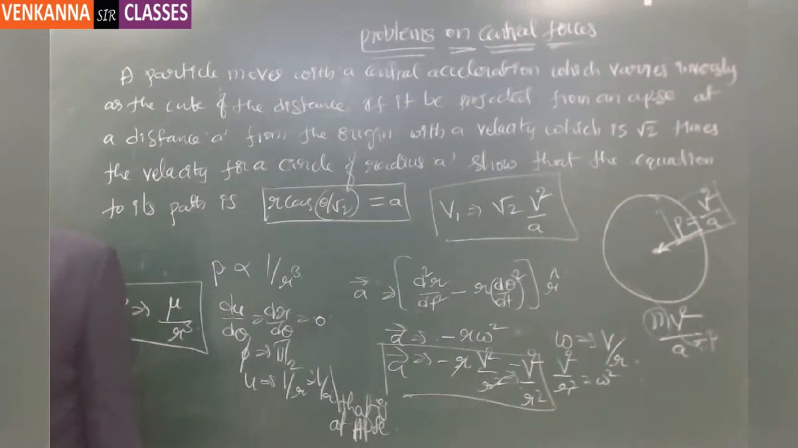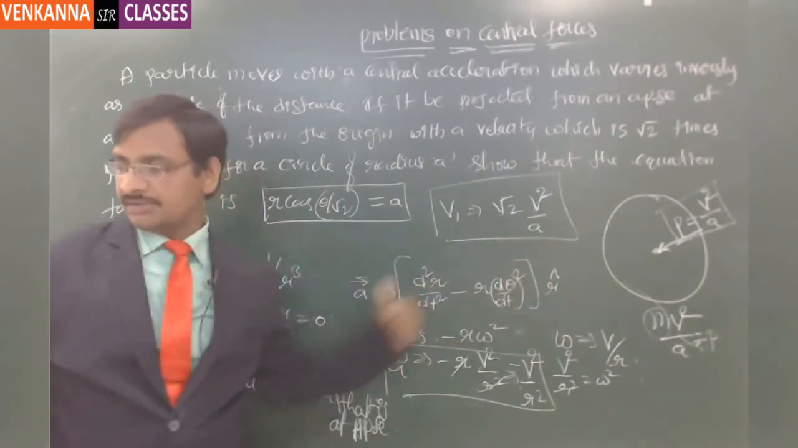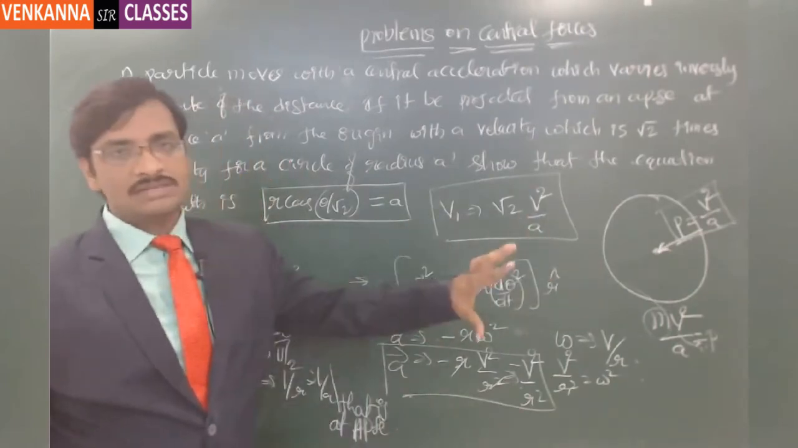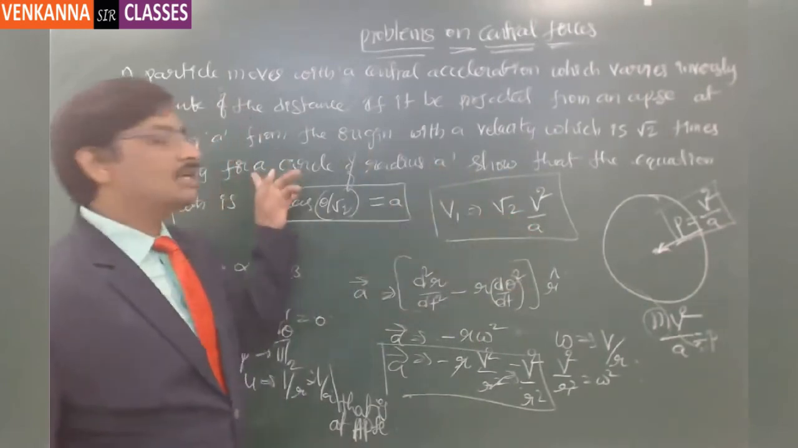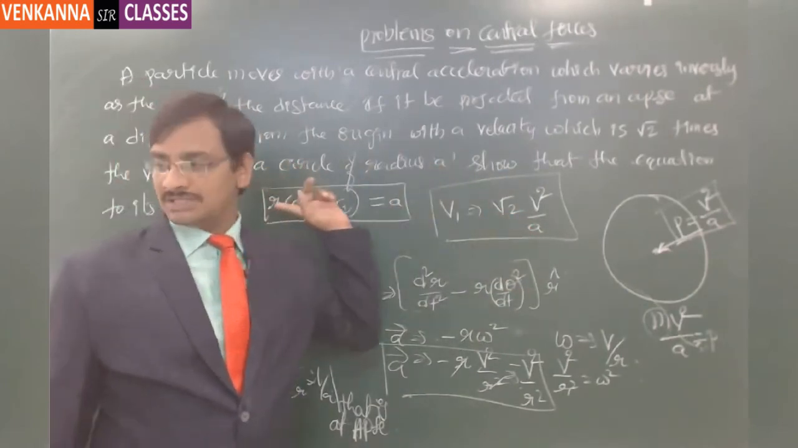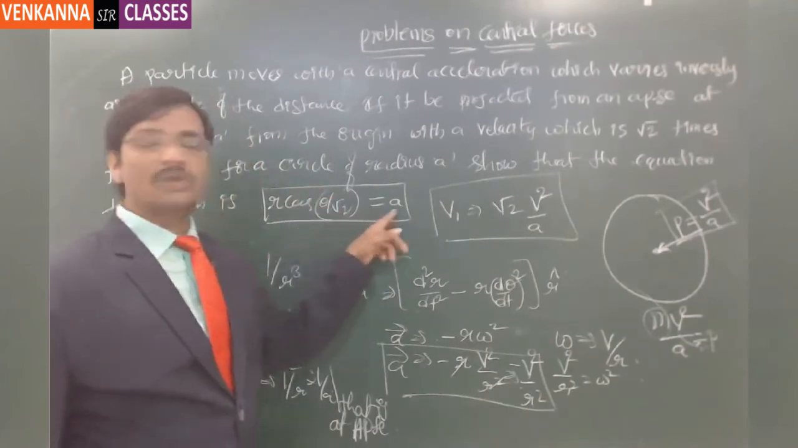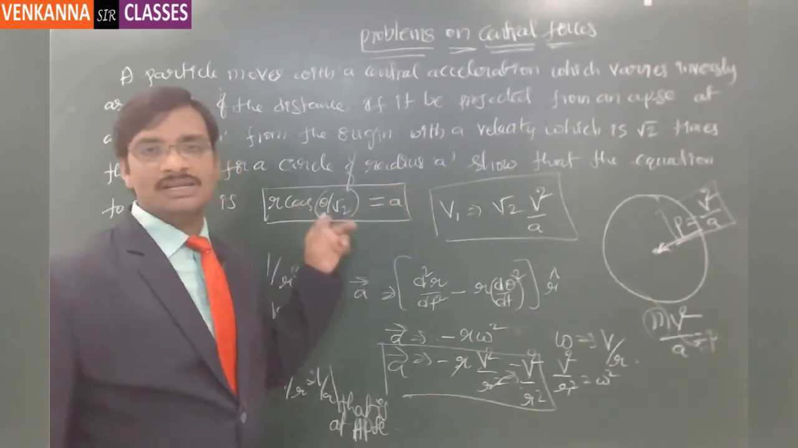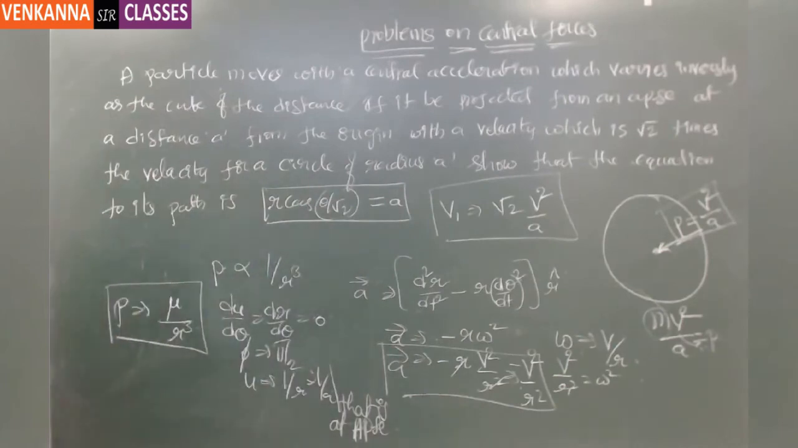Understood? Assume that the particle is traveling with the same acceleration in a circular path, you are going to get a certain velocity. And root 2 times that velocity is considered to be the velocity of the particle when it is traveling in a path given by r cos theta by root 2 equal to a, then that path is going to be definitely this one. That's what the problem statement is. Understood, Pankaj?